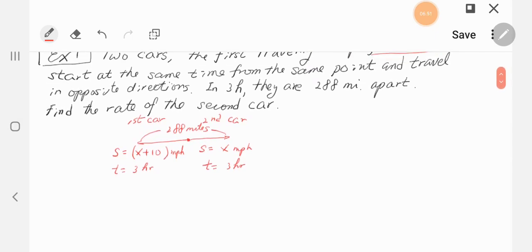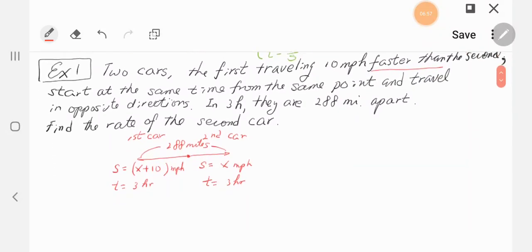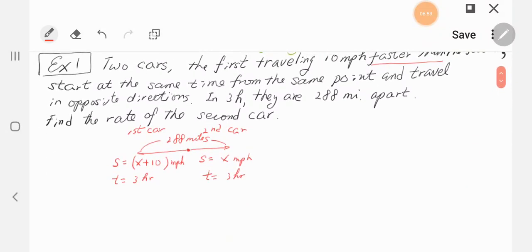Okay, look at this. So we have three equations, and we have to use one of these three. Let's think about this. The total distance is given. The total distance is 288 miles. And this distance is the distance that the first car traveled plus the distance that the second car traveled, right?